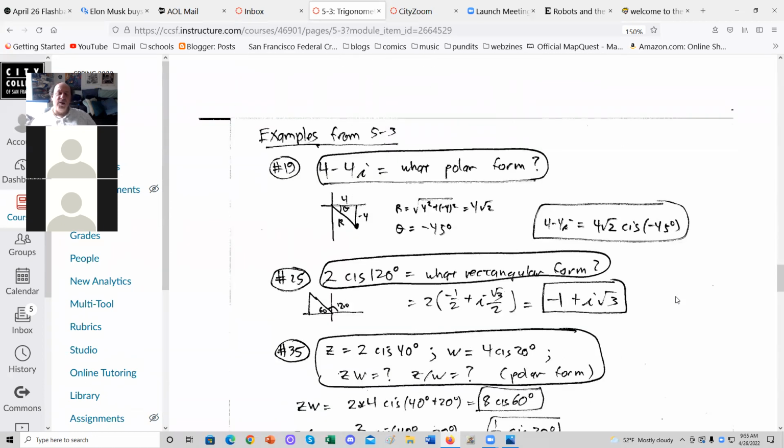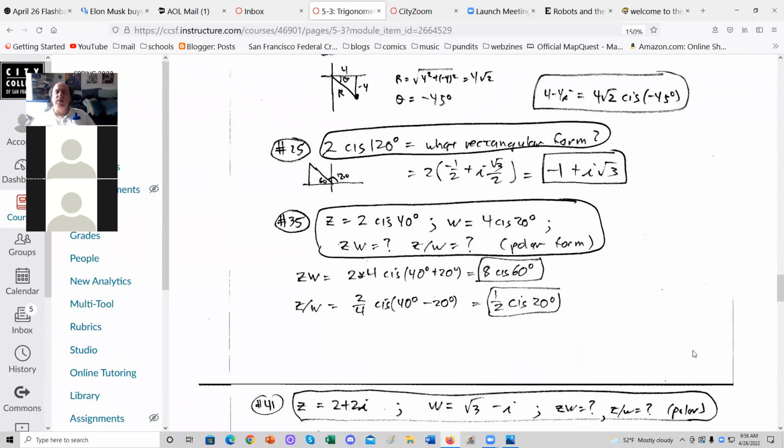Now let's convert 2 cis 120 degrees to rectangular form. What's that? Well, cis of 120 degrees: you go around 120 degrees. That leaves 60 here. So it's going to be a 1 by 2 by root 3 triangle. This would be minus 1. So cosine is minus a half. This 2 is the hypotenuse, and sine is root 3 over 2. So 2 times minus a half plus i root 3 over 2. Multiply through by the 2, you get minus 1 plus i root 3.